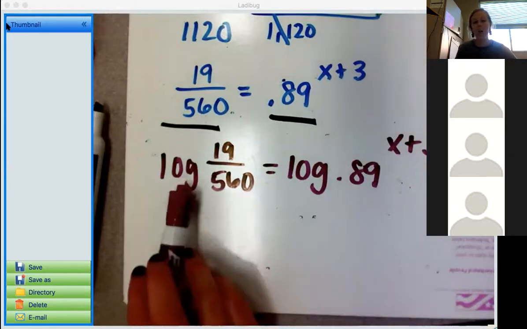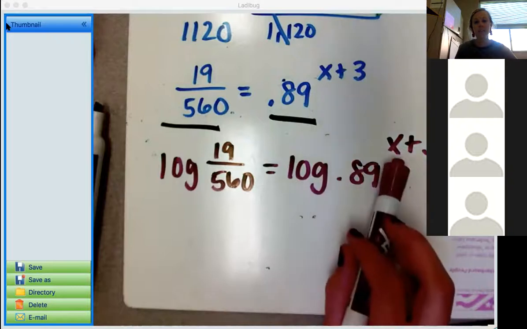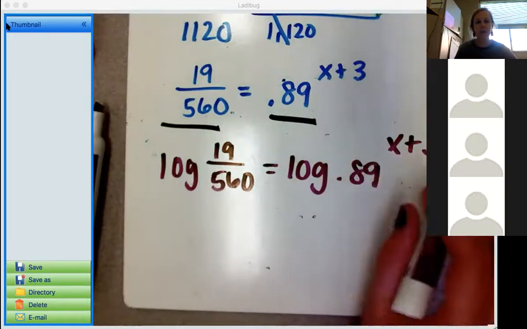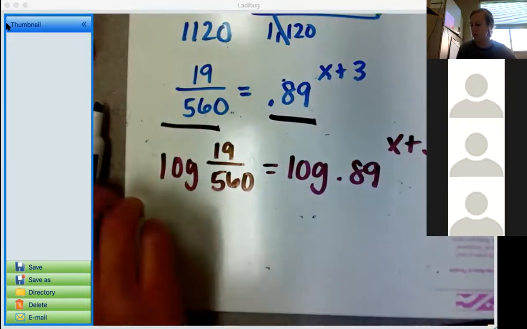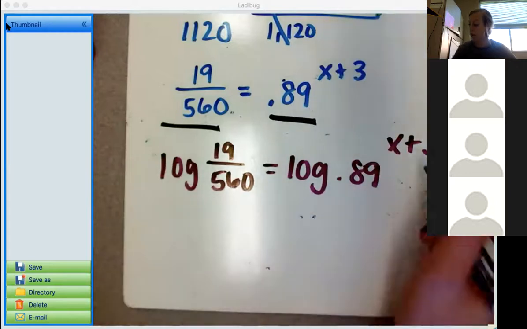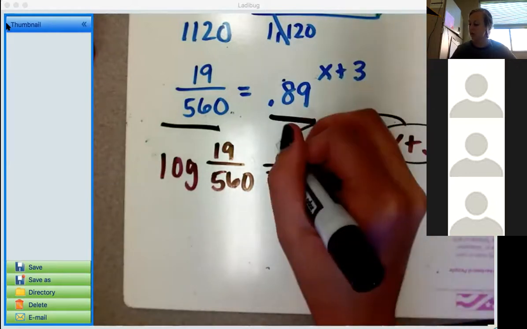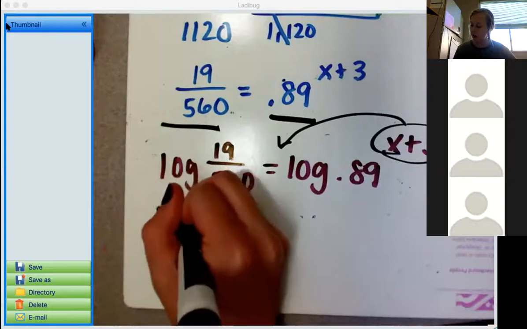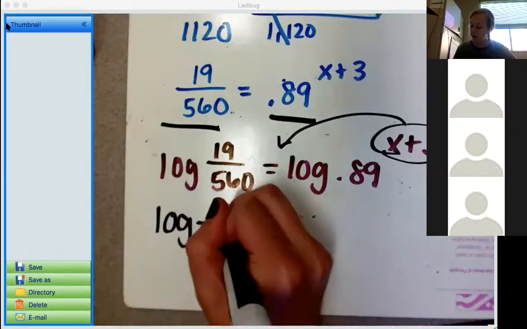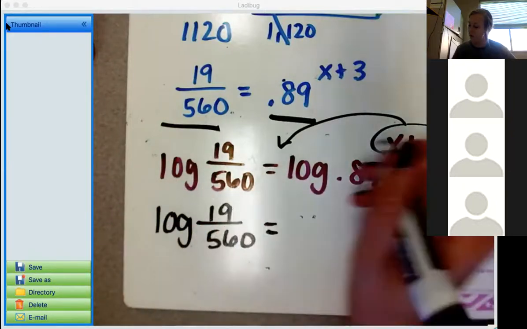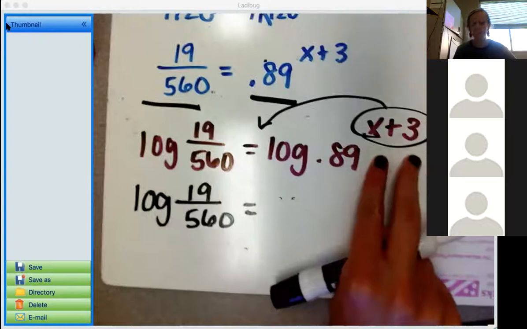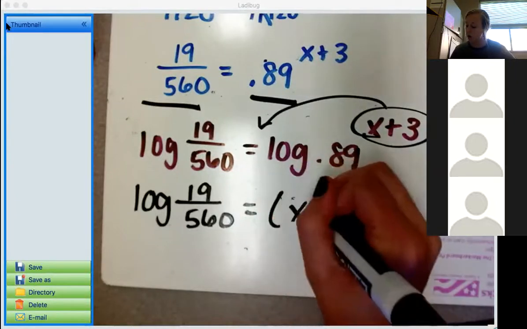All right, so now I have logs, but then I have an exponent. Am I allowed to have an exponent when it's a log equation? No. So what do we do with it, Kel? Put it to the front. Good. So this is going to be log of 19 over 560 equals, and x plus 3 is more than one term. So are y'all good if I put it in parentheses?